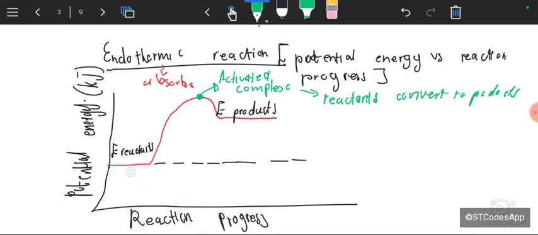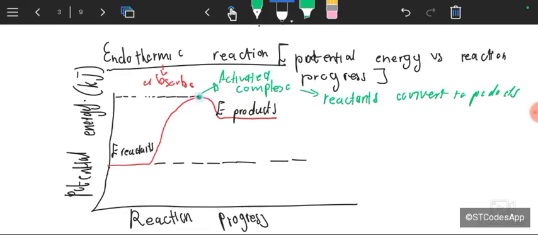You start off with reactants, and in an endothermic reaction you absorb the energy. If you absorb, it gets more, and if you absorb, it gets more. As you see, the energy that you start with is not the same as the energy that you get to the activated complex with.